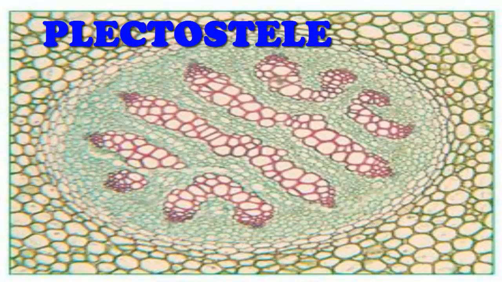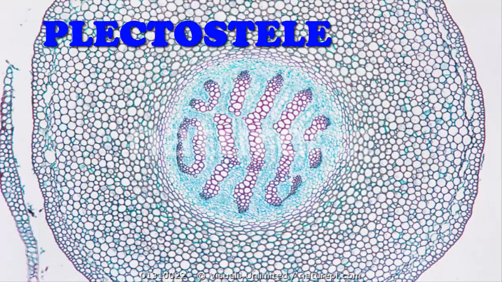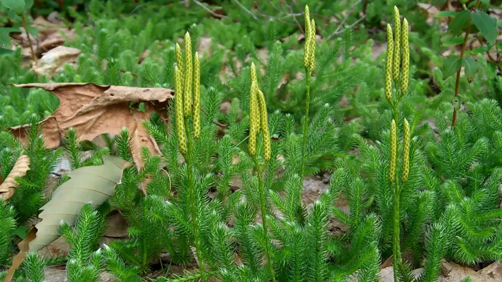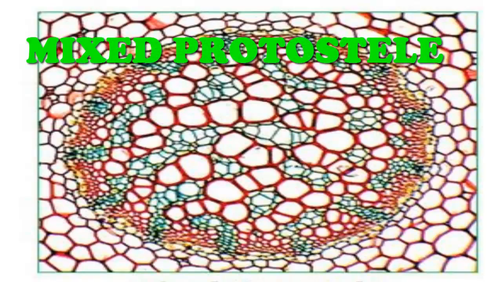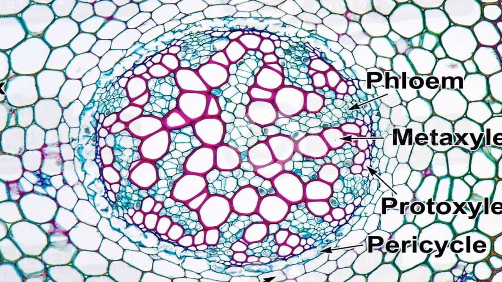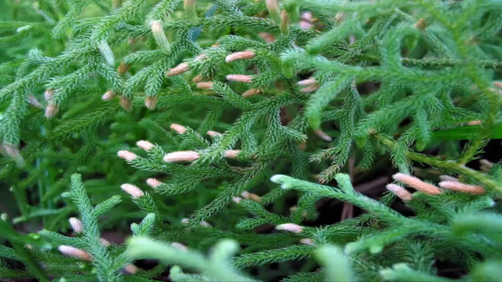Plectostele, in which xylem plates alternate with phloem plates, example Lycopodium clavatum. Mixed protostele, in which xylem groups are uniformly scattered in the phloem, example Lycopodium cernuum.